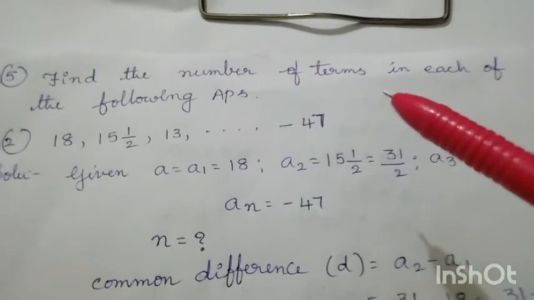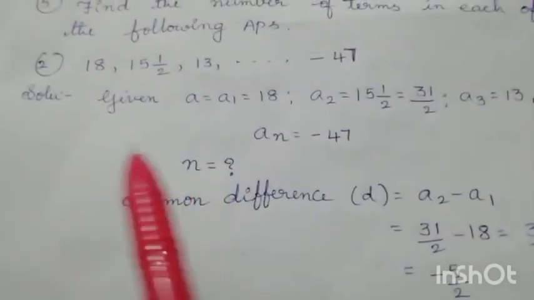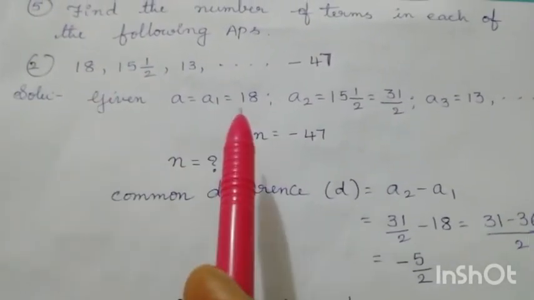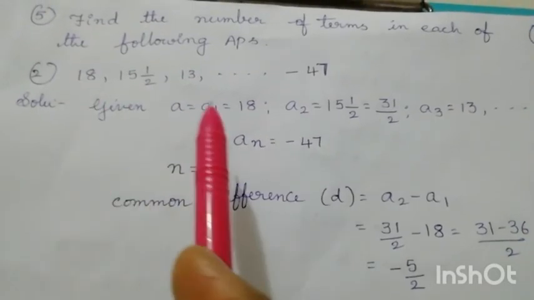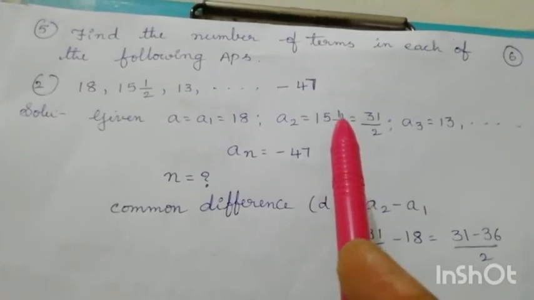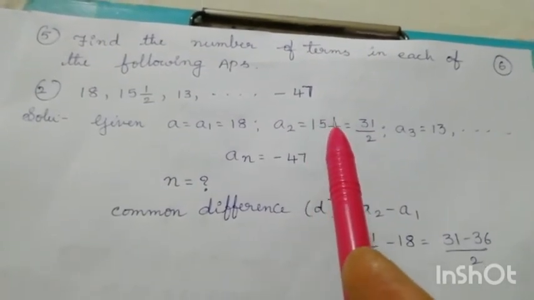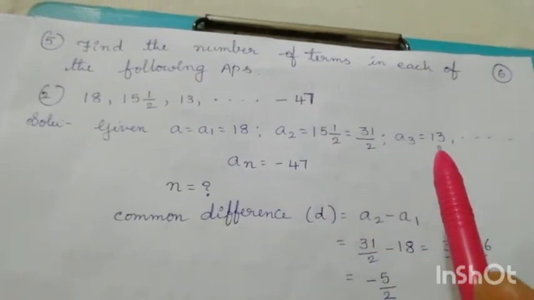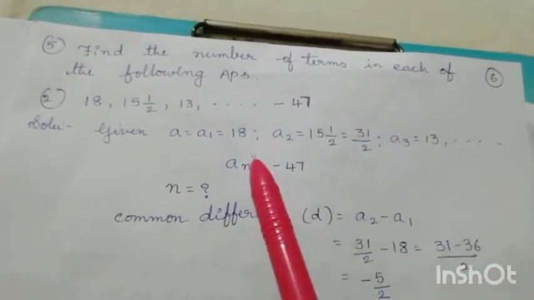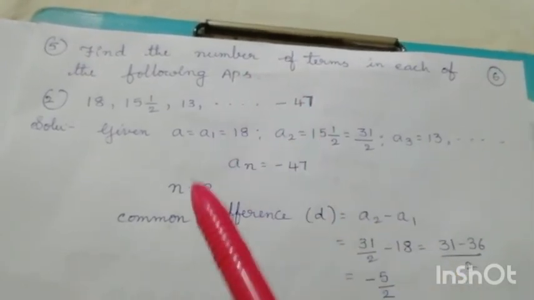Now we'll come to 5th question. Find the number of terms in each of the following APs. In this, 2 questions are there. One question I taught you, one question you will do as homework. Here given a is equal to 18, that is first term a1 is equal to 18, second term a2 is equal to 15 1 by 2. This is a mixed fraction, we convert into improper fraction. 2 15s are 30 plus 1 is 31 by 2. a3 is equal to 13 and the last term an is equal to minus 47. We have to find number of terms n.